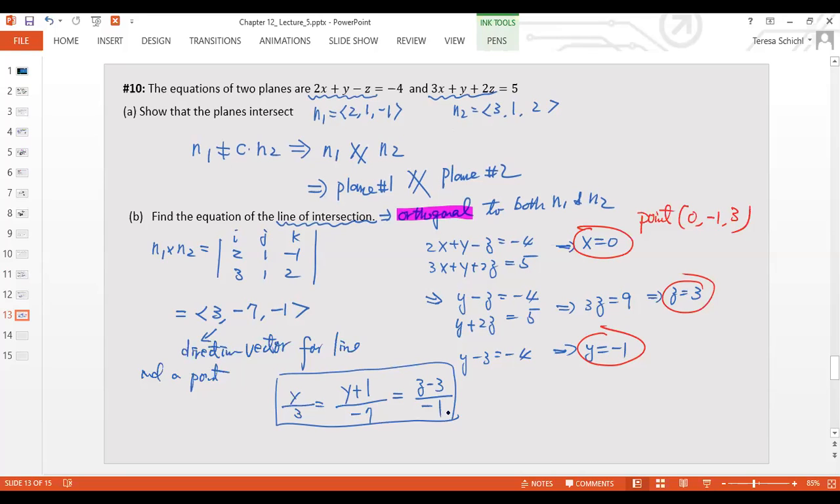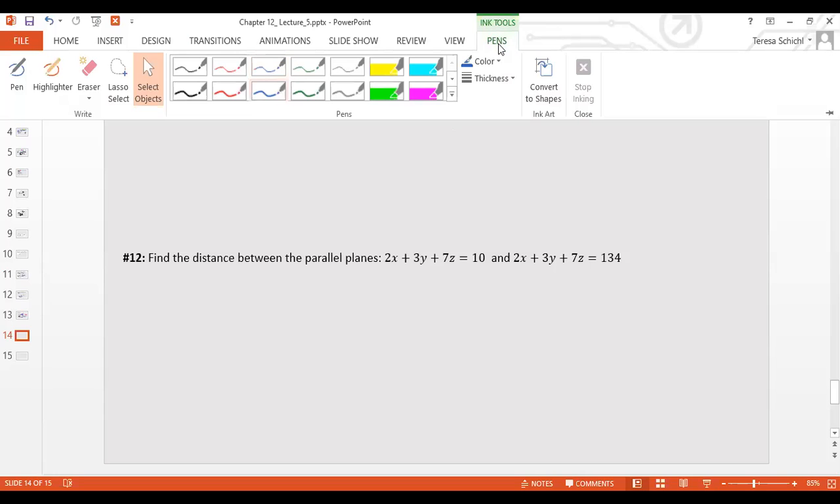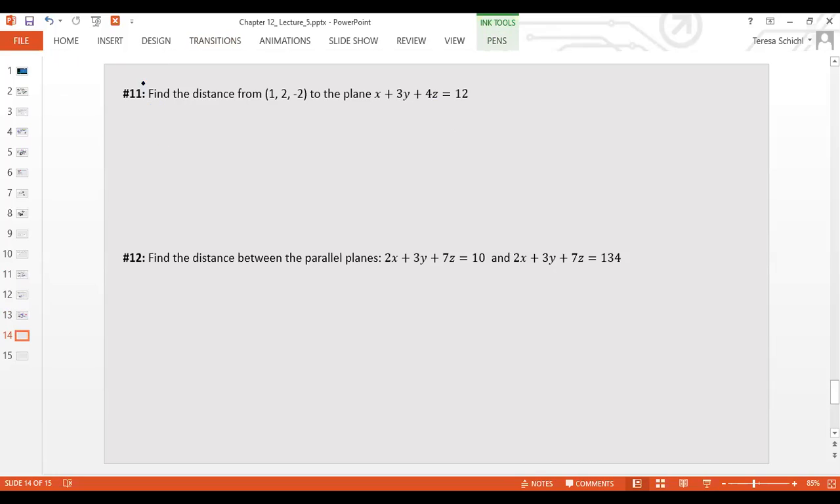All right, now we want to find the distance. So next one: if I have a plane, x plus 3y plus 4z is equal to 12, then I have a point 1, 2, negative 2 here. Then what is the distance? Do you remember when we did the cross product? We derived the formula here, right? So the distance here will be what?